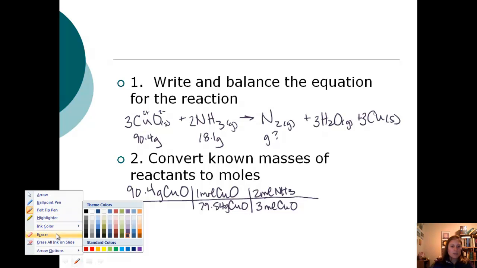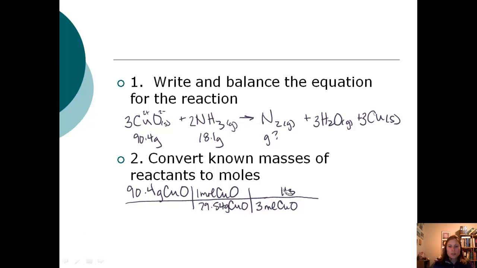And this should not be NH3. I'm trying to go to N2, so that's what I want. So I know for every 3 moles of copper oxide, there is 1 mole of N2. And let's just go to grams because that's what we want anyway. So let's see, nitrogen was 14 times 2 because it's N2, 28.02 grams.